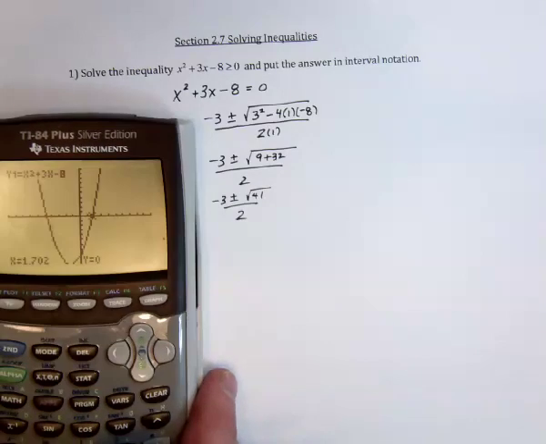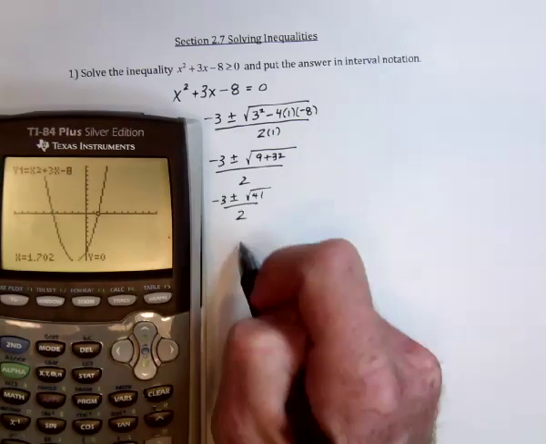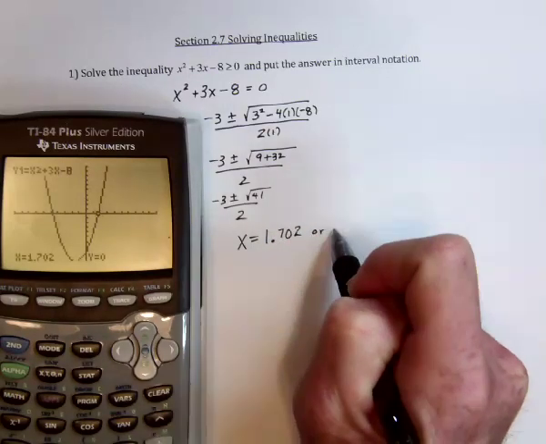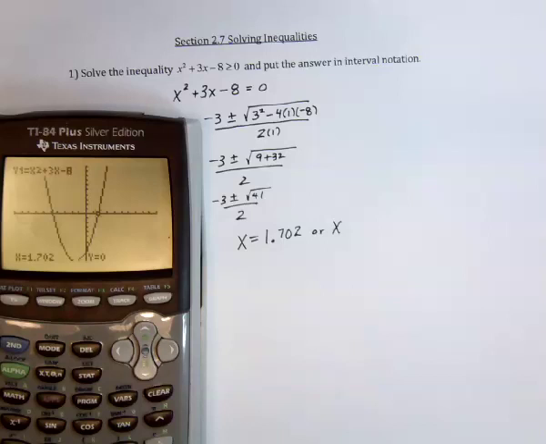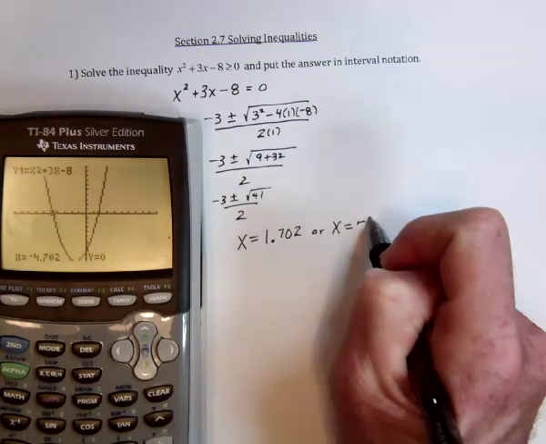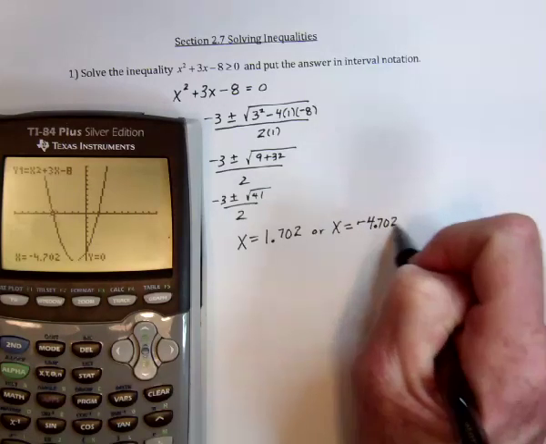So one answer is that x is equal to 1.702. Likewise, the other one would be negative 3 minus the square root of 41, divided by 2. That should be this one over here. Very good. So x is equal to negative 4.702.